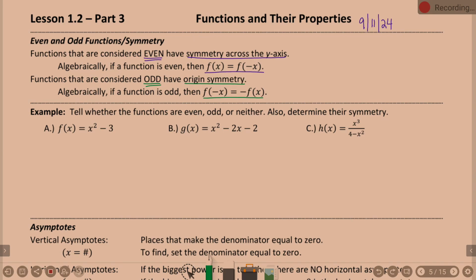So, we have 3 examples. Tell whether the functions are even, odd, or neither, and determine their symmetry. Once you know whether it's even, odd, or neither, you'll know how it's symmetric.